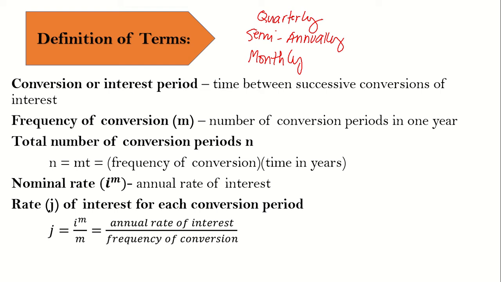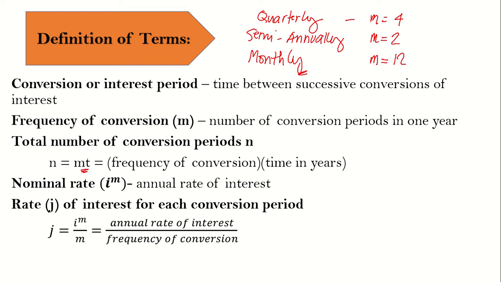Next term is the frequency of conversion, denoted by lowercase m. This is the number of conversion periods in 1 year. Say, for example, quarterly. Quarterly is every 3 months. So, in 1 year, there are 4 quarters. So, m here is equal to 4. Semi-annually, this is every 6 months. So, in 1 year, you have 2. So, m is equal to 2 for semi-annually. For monthly, since there are 12 months in 1 year, if you are going to pay monthly, the frequency of conversion here is 12.